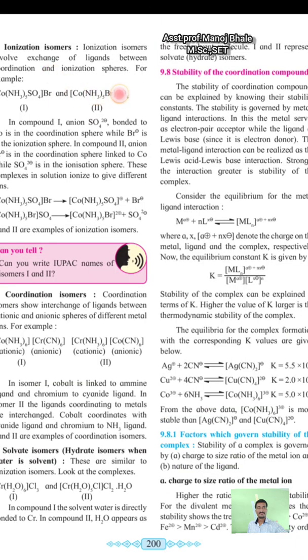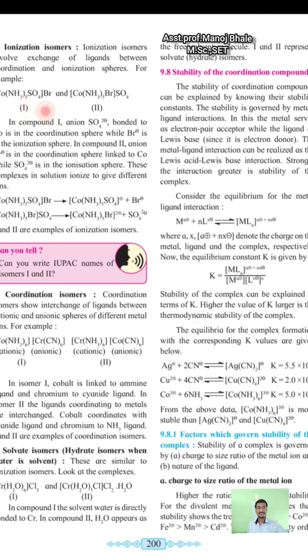Next one, ionization isomer. In ionization isomers there is a difference between ions. That means there is an exchange of the ions between the coordination sphere and the outer sphere. So in this example, all students observe this example.